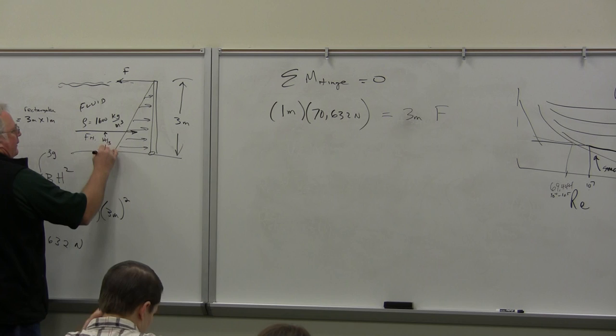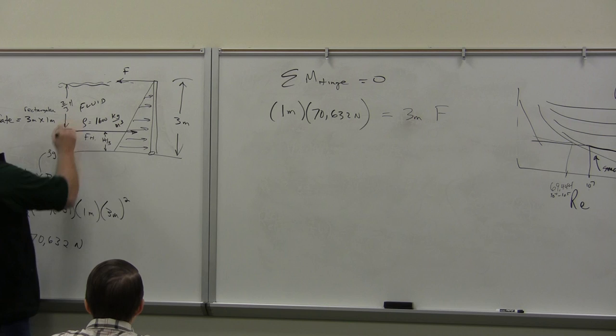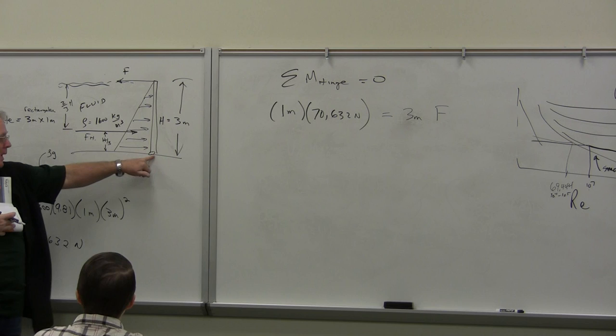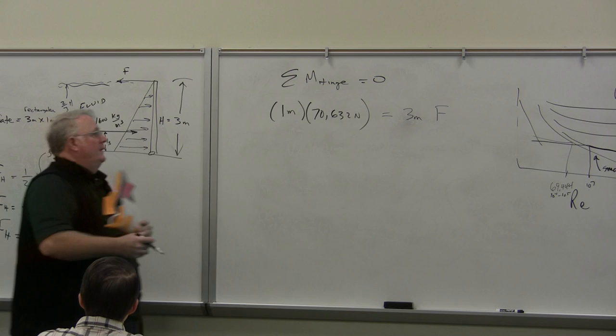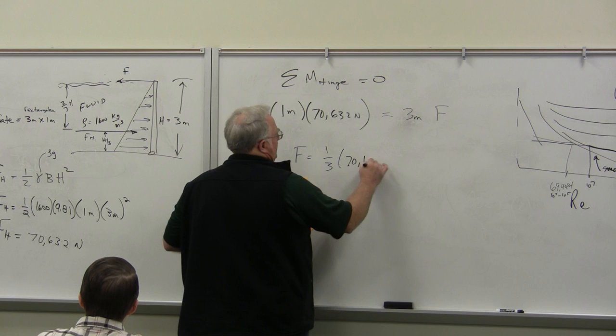This distance is 2/3 H, where H is 3. So to sum the moments about the hinge, it's 1 meter times this 70,632. And then to get this moment, which is the closing moment, it's 3 times that F. And so basically F is going to be 1/3 of 70,632.